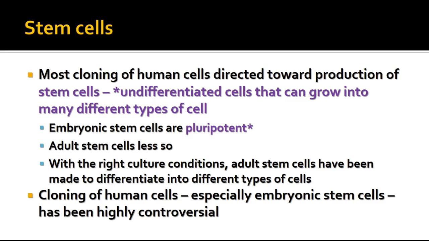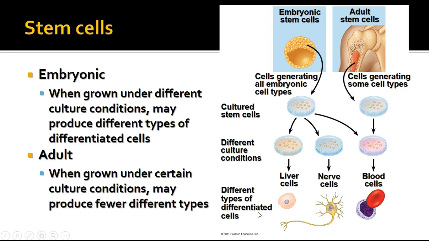Now, most cloning of human cells is directed toward producing stem cells. Stem cells are undifferentiated cells that can grow into many different types of cells. These are called pluripotent cells. Embryonic cells are the ones that are pluripotent. Adult stem cells are less pluripotent because they're more specific to a certain kind of tissue. But with the right culture conditions, adult stem cells have been made to differentiate into different kinds of cells. So this is also something that's highly controversial, especially the use of embryos for production of stem cells. And so there are a lot of controversies that are dealt with in the production here.